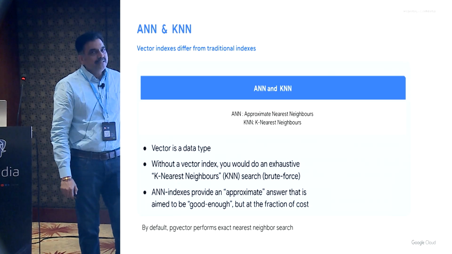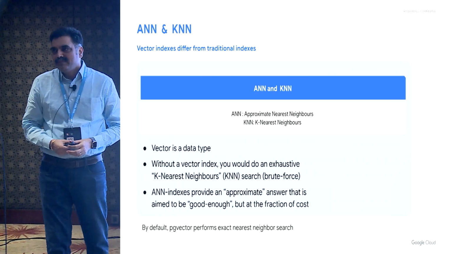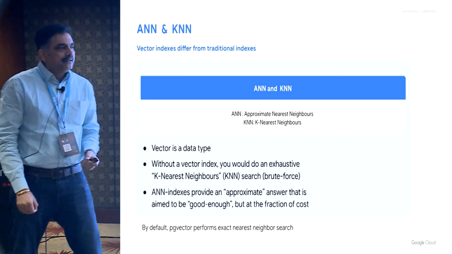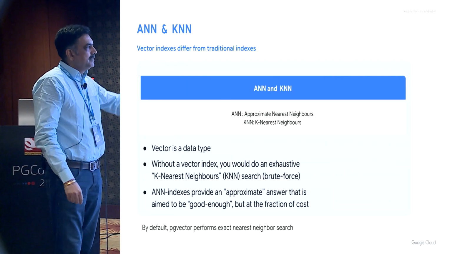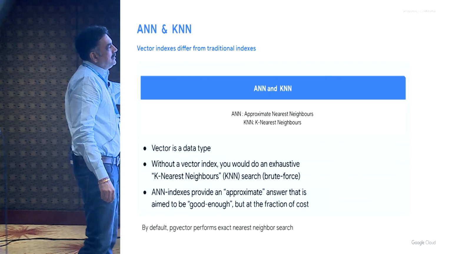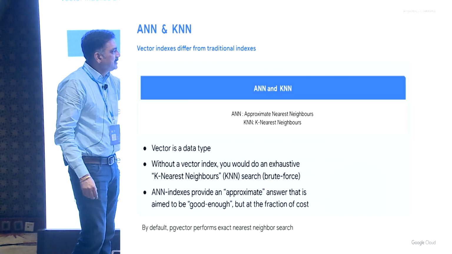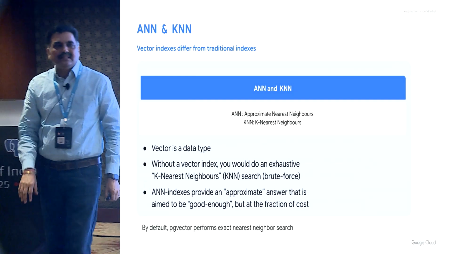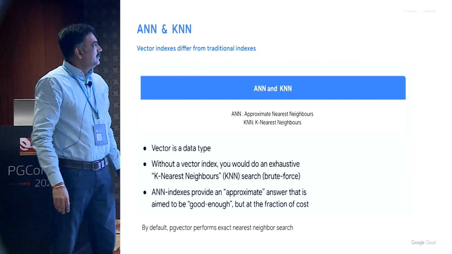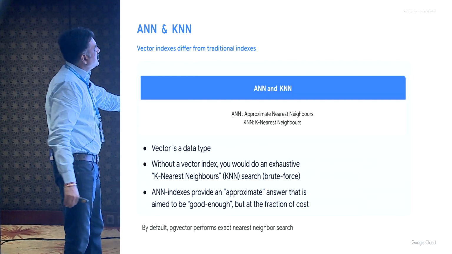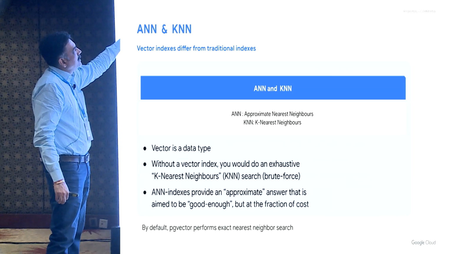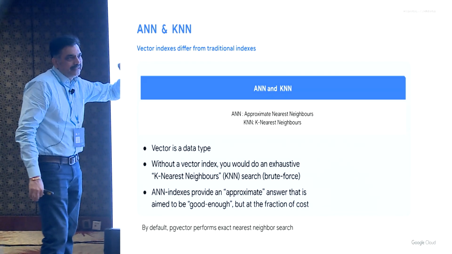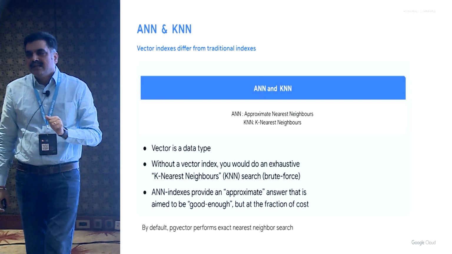Now I will introduce the next terms, which are ANN and KNN. ANN stands for approximate nearest neighbors, and KNN is K nearest neighbors. K stands for how many nodes or neighbors you want in the search. Vector is a data type within Postgres. For those who are used to traditional indexes, vector indexes are very different.